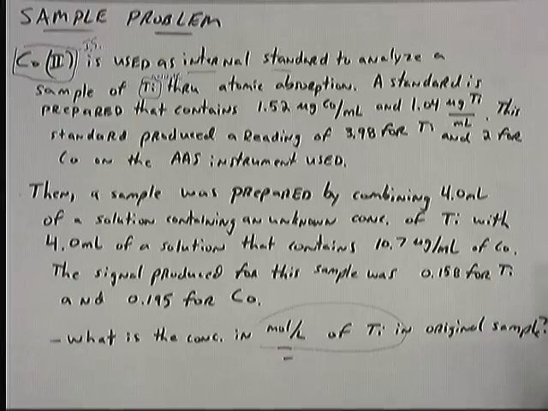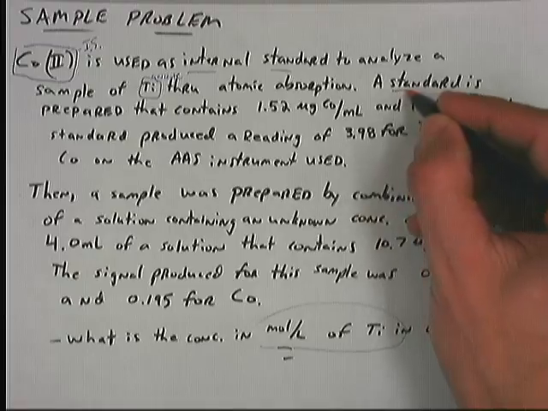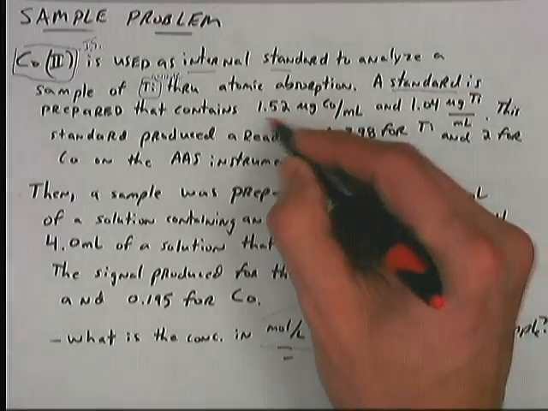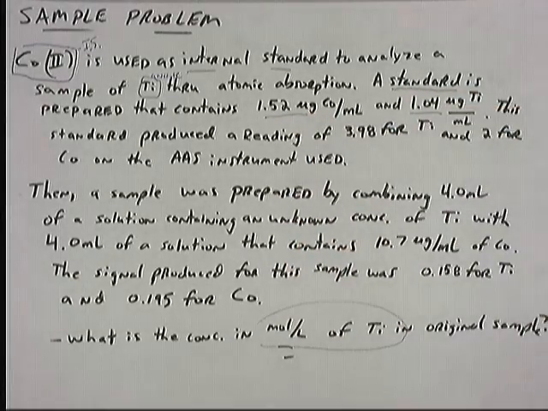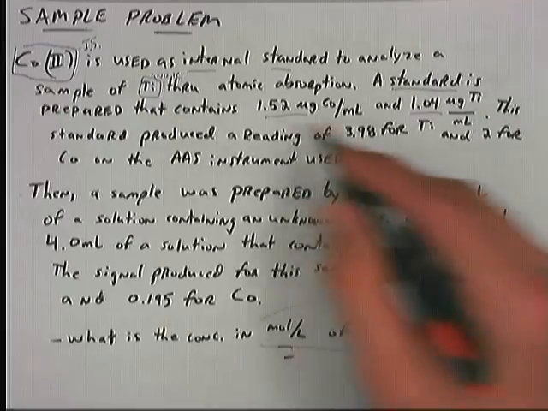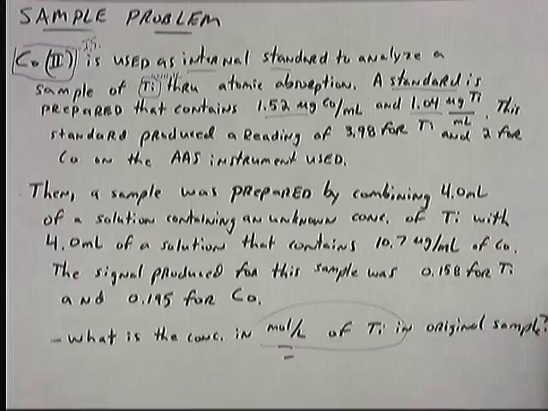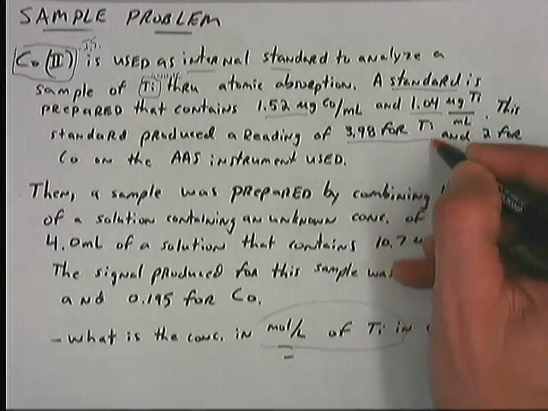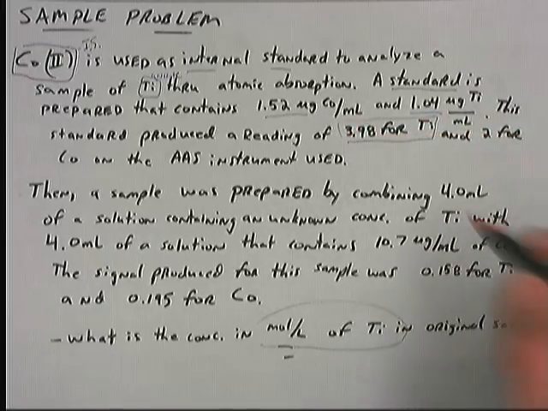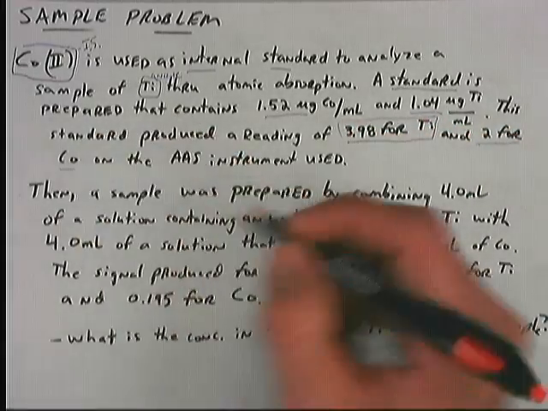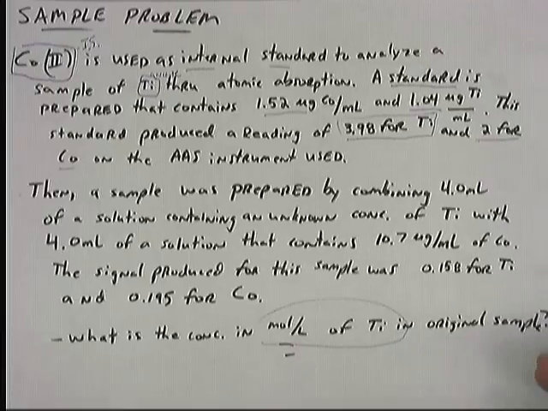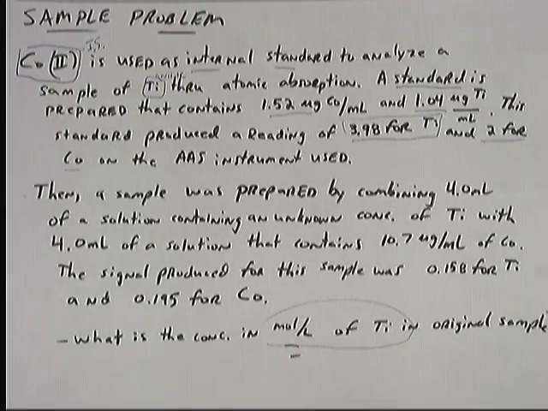Again, as I'm thinking through this, what other information am I given here? Well, I'm told that I run a standard. The concentration of cobalt is this, the concentration of titanium in that standard is this. So these are the concentrations in that standard, which is also important. Don't lose sight of that. And then that standard, when it was analyzed, produced this signal for the titanium and a signal of 2 for the cobalt on the instrument we used via the method that we used. And that's important.